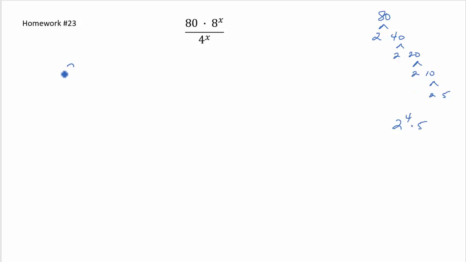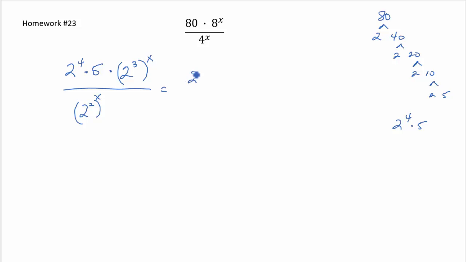So let's go over here. 2 to the 4th times 5. Now 8 to the x, let's prime factor that. 8 is 2 cubed to the x. And the bottom we have, oh, we should change 4. 4 is 2 squared to the x power. Okay, so now let's see what that gives us.